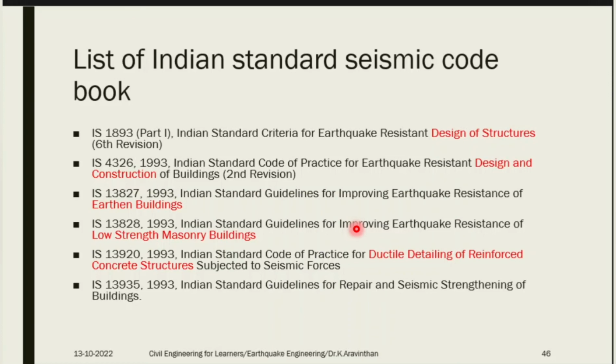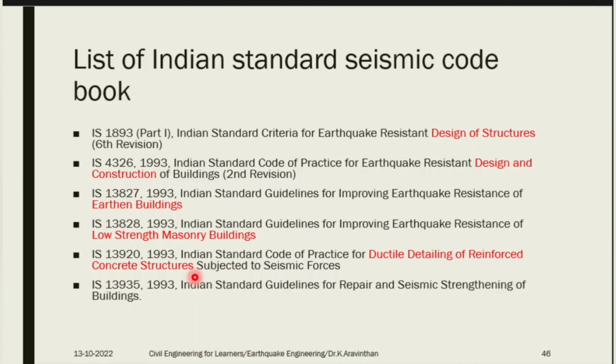If you want sustainable construction, then you have to go for earthen building material. IS 13828 gives improved earthquake resistance for low strength masonry buildings. What do you mean by masonry? If you are constructing a building using red brick, hollow blocks or solid blocks, then you can use IS 13828. And IS 13920 is used for ductile designing of reinforced concrete structures, such as all the G+10 storey structures which will have shear walls.